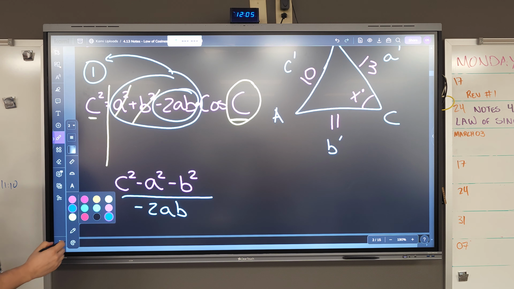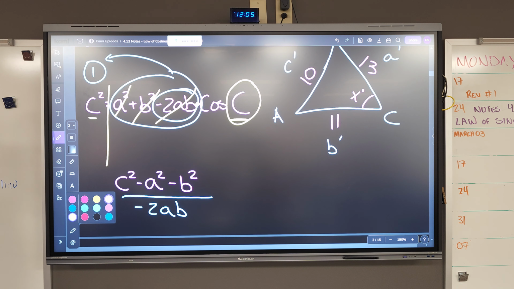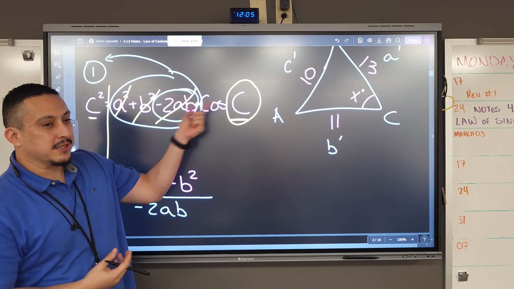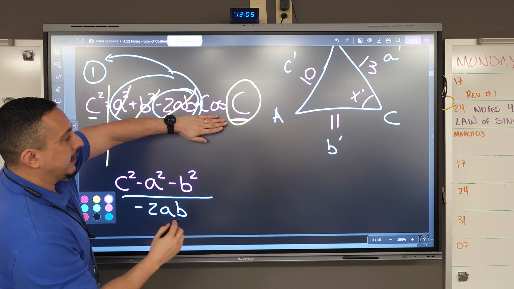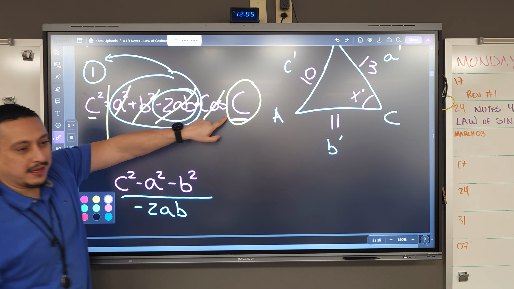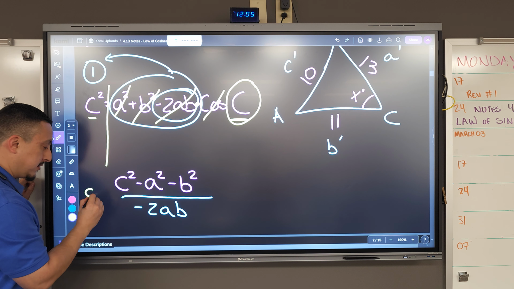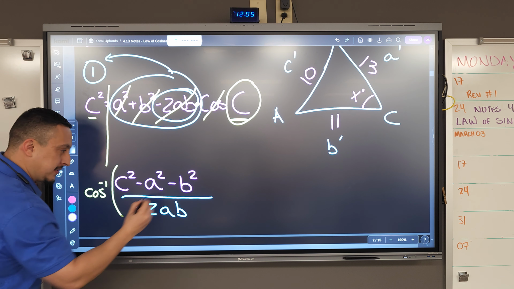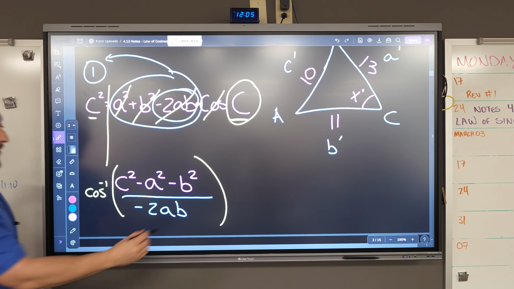Okay. All right, we're almost done. Okay, I got rid of this. Only thing left there is cosine. How do I find the angle when it's cosine like that? Inverse, right? That's how you separate the angle from that, right? So inverse cosine gives me that angle. Okay, so it looks like this. Inverse cosine of this stuff will give you angle C.